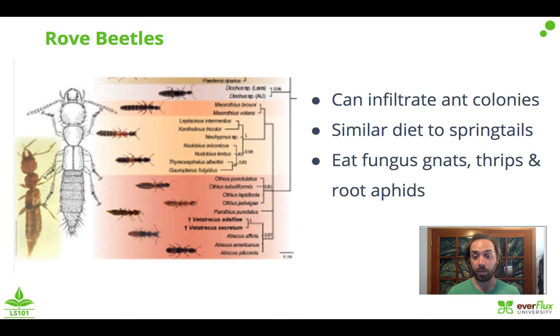They also have a similar diet to springtail mites, so luckily you can feed basically your worms, your springtail mites, and your rove beetles pretty much the same stuff, really all kinds of organic matter. And a lot like the springtail mites, they will also eat the pests that you don't like. Fungus gnats especially, thrips, and the dreaded root aphids. And rove beetles will also eat springtail mites.